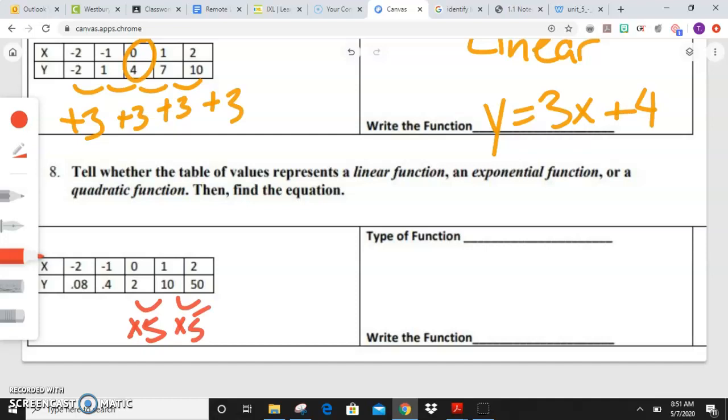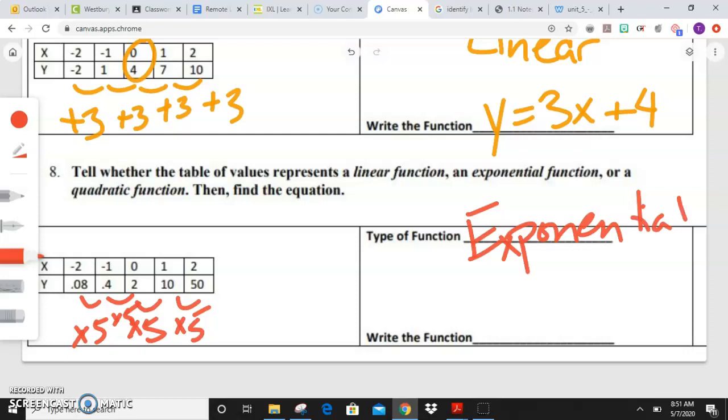So now I pull up my calculator and I'm like, all right, let me see, what's 0.08 times 5? Now I know you guys can't see my calculator, but 0.08 times 5 is 0.4. And then 0.4 times 5 is also 2. So in this case, we have a common ratio, which means this is exponential. Okay. So that is that.